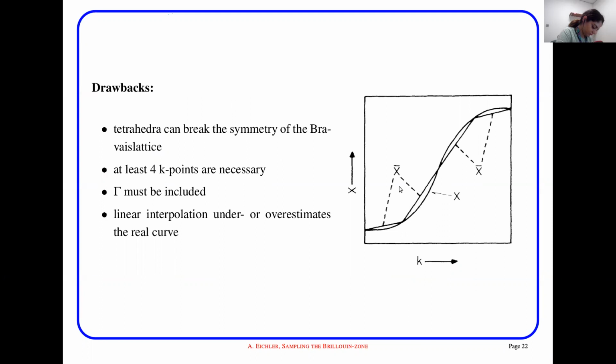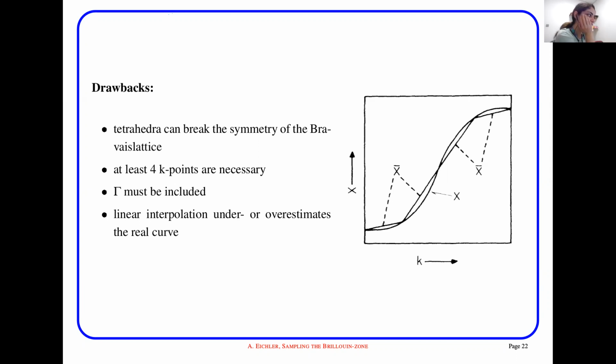Now here we got to the drawbacks. The problem, and it makes sense, is really close to what we would expect. The tetrahedron can break the symmetry of the Bravais lattice, because in this case we are not forcing anymore that the center is the gamma, you can put the center wherever you want. Then you need at least some k-points. For instance, if you try to apply this method with just two k-points, you will just say, I fail, I cannot.